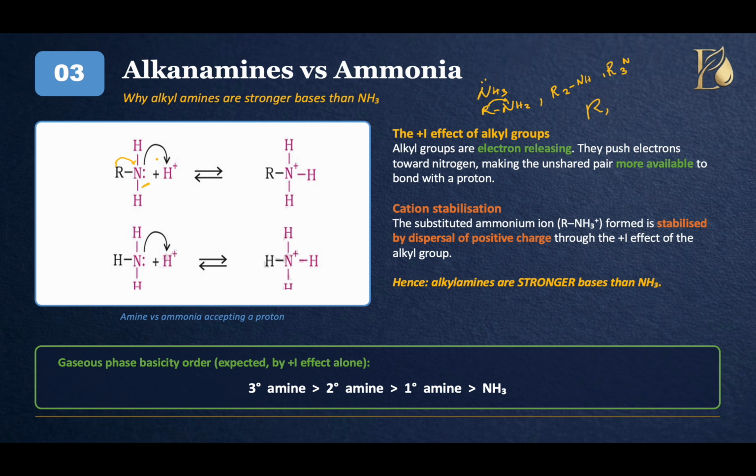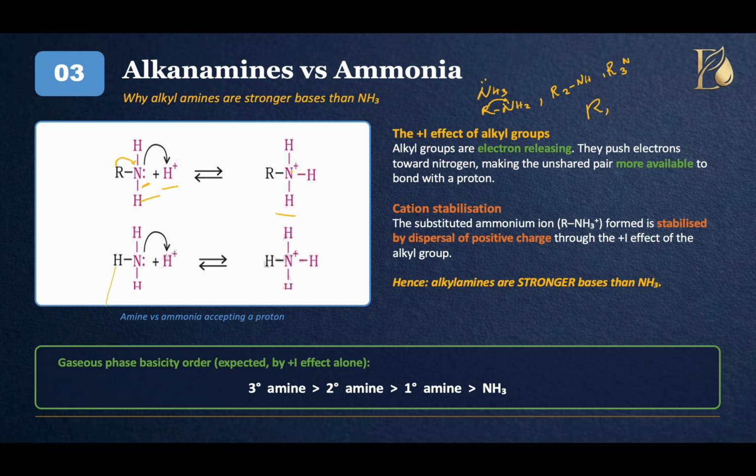Now let us understand another important point. When the amine accepts a proton, a substituted ammonium ion is formed. This positively charged ion becomes more stabilized because alkyl groups help disperse the positive charge through the plus I effect. So alkyl groups not only increase the electron density of the nitrogen atom before protonation, but they also stabilize the conjugate acid formed after protonation.